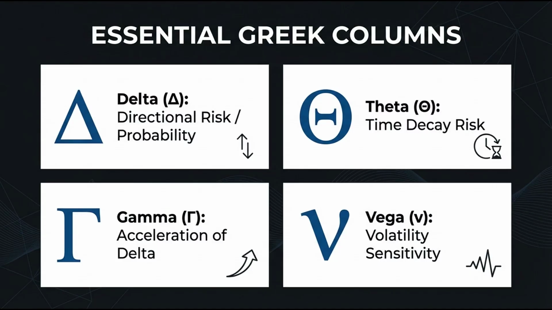Advanced traders customize their chains to include the Greeks, which measure risk exposure. We will cover these deeply in Phase 3, but you should have delta and theta visible on your chain now. Delta estimates the probability of the option expiring in the money and how much the price moves relative to the stock. Theta displays how much value the option loses per day due to time decay. Having these columns visible allows you to make decisions based on mathematical probability rather than just the premium price.